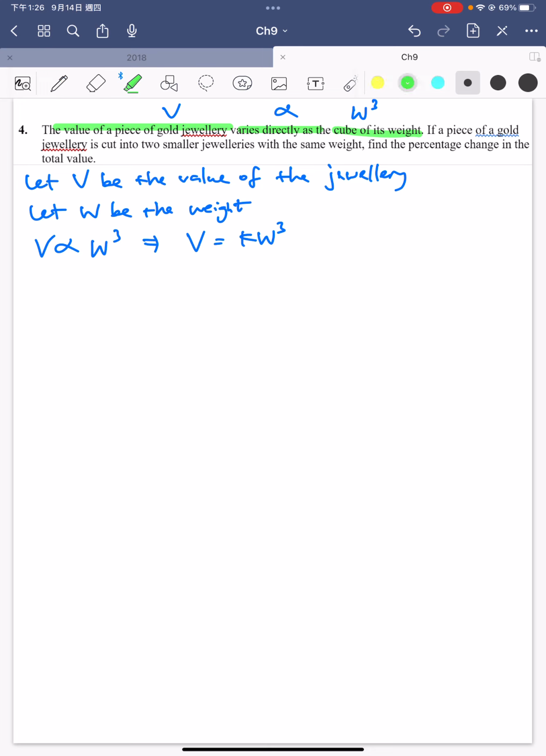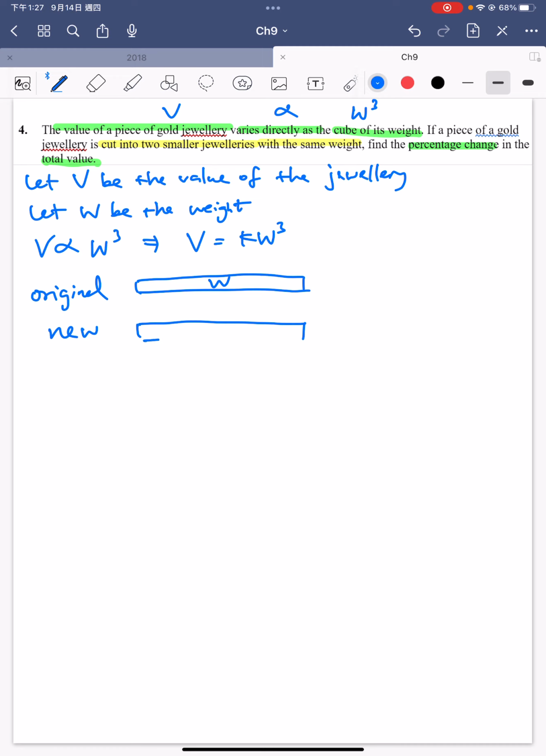The second sentence says that if a piece of the gold is cut into two smaller jewelries with the same weight, the question is asking to find the percentage change in the total value. So before, the original gold jewelry is like this. The weight is W, and after that it is cut into two pieces, each of them with weight W over 2, isn't it?